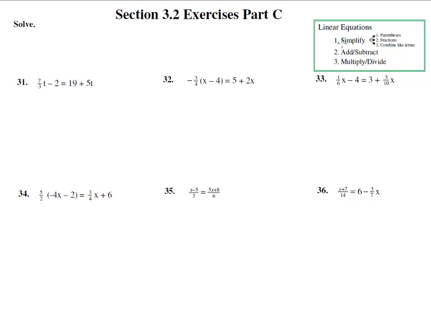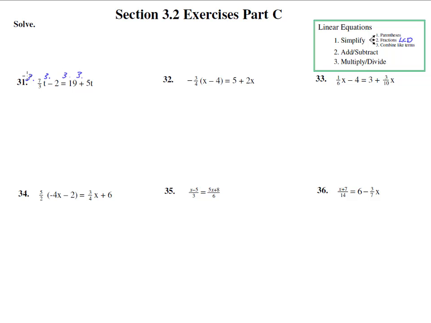So step number 1, it says to simplify, do we have any parentheses? We don't have any parentheses. Number 2, do we have any fractions? We do have fractions. And how do we get rid of fractions? We multiply through by the least common denominator. Well, we've got a denominator of 3 here, so that's the only denominator. So let's multiply through by a least common denominator of 3.